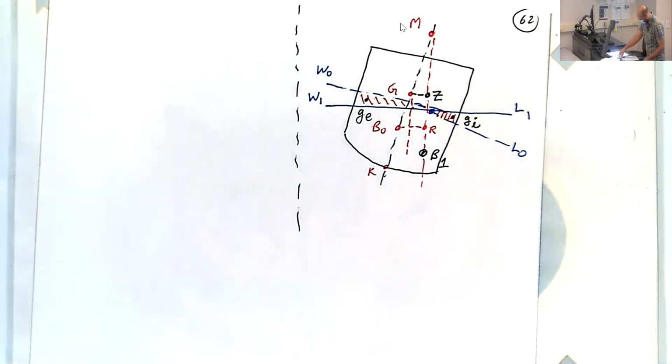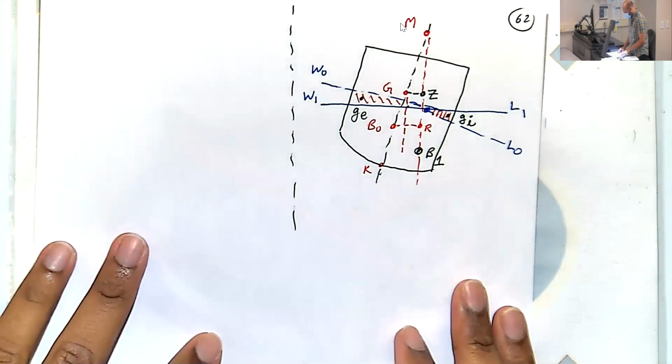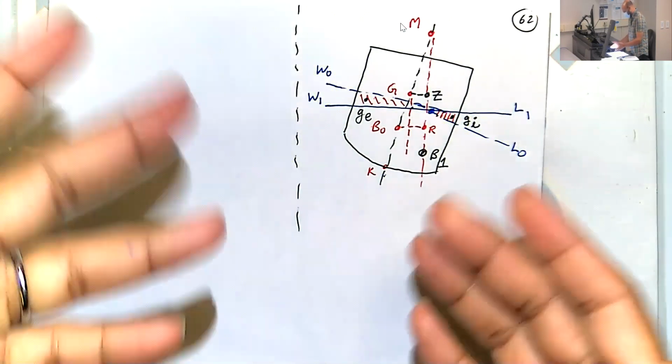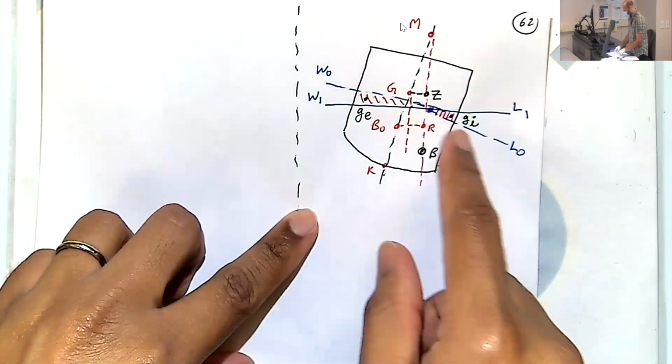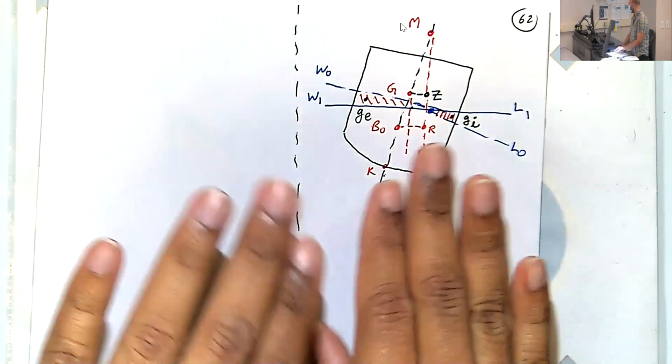Again, the proportions are not perfect. The volume emerged has to be equal to the volume immersed, but fine, we don't care.